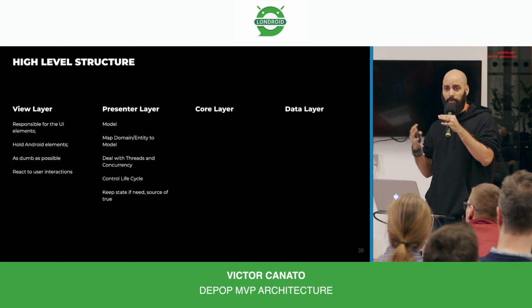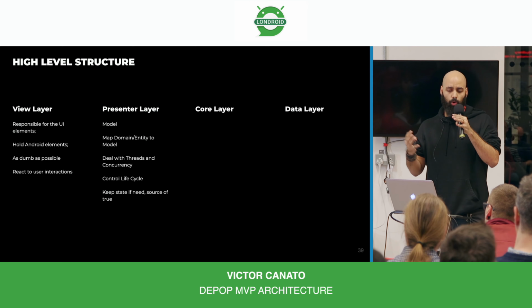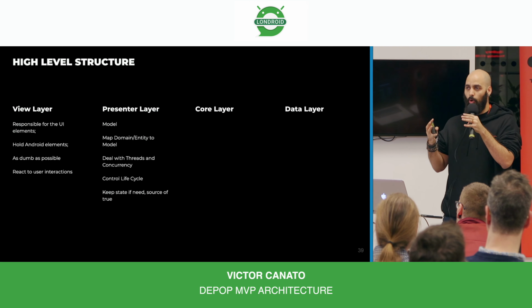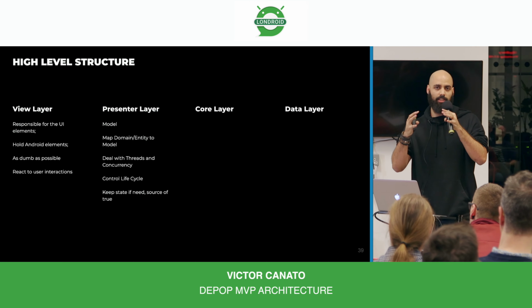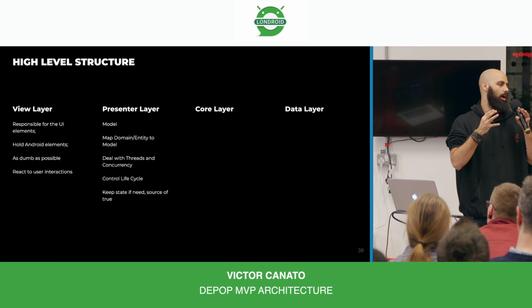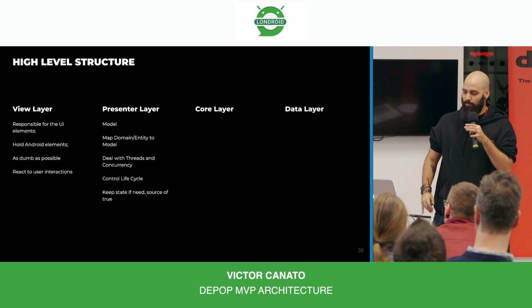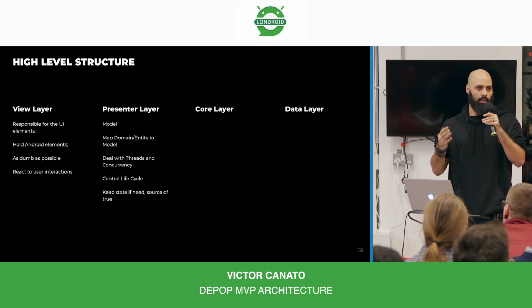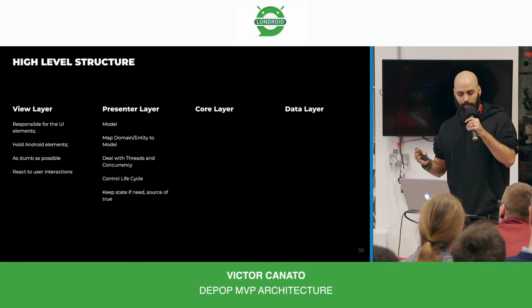Our second layer is the presentation layer. It holds our model that represents what we want to show the user on the screen. It holds our domain, our entity, which are the rules that we have inside our feature. It deals with the threads, so the concurrency that the code presents to us is handled in the domain.